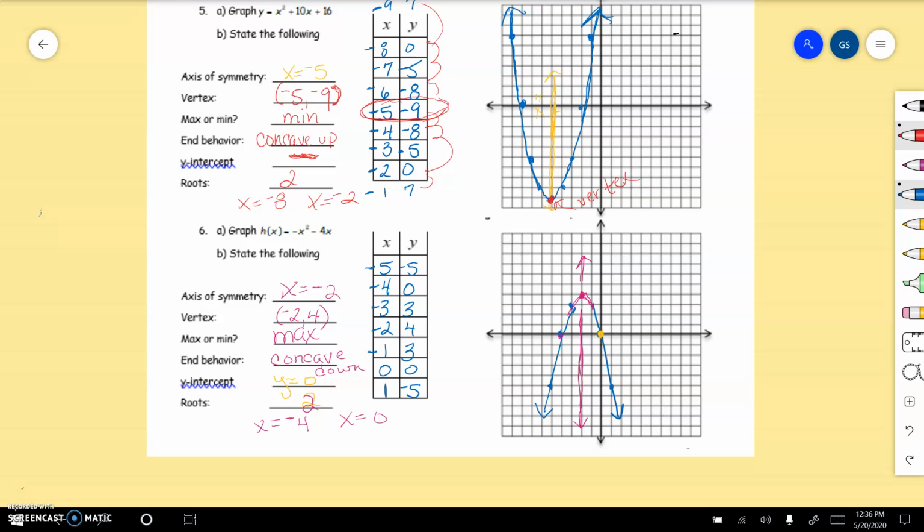Okay, what else? It has a min, concave up. We can't see the y-intercept on here, okay? If we were in class, I would show you how to get that. But the roots, well, there are two of them, and the two roots are x equals -8 and x equals -2.